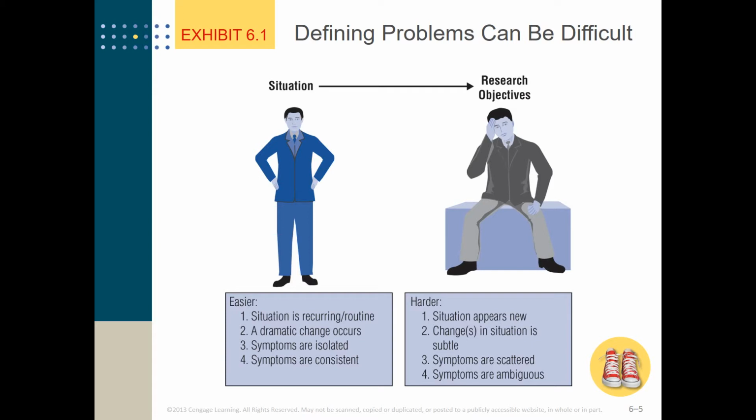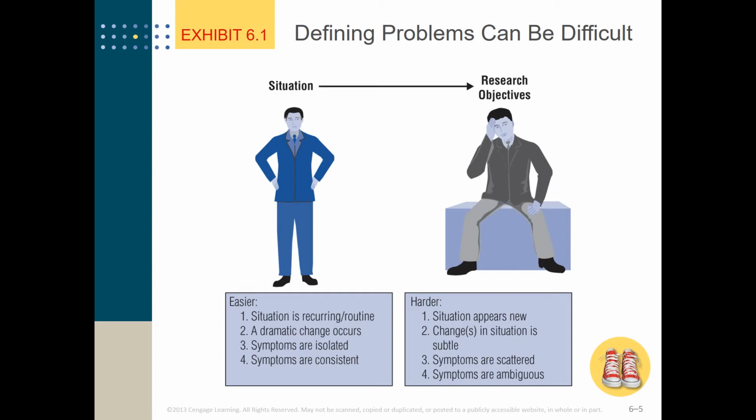Now, let's come to point number 2. If the change is dramatic, then defining a problem might be easier. For example, McDonald's finds a sharp decline in their sales. Now, it might be easier to find out that there is a new competitor in the region, or maybe the price is too high, or maybe there is an economic recession. However, if sales decline over a long period of time and the change is very subtle, then defining the problem may not be easier.